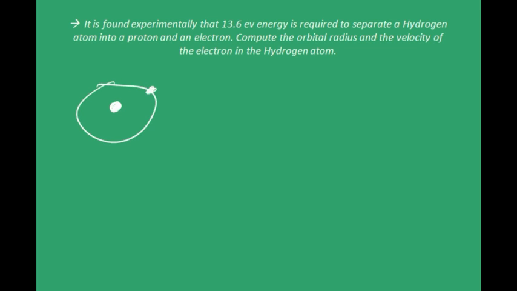The energy of this electron can be given by the formula just we did according to Rutherford's model. Well, it is minus e square by 8 pi epsilon naught r, right? And it is given as 13.6. That is the energy required to separate a hydrogen atom into proton and electron. That is to take these two particles far away. That is taking the electron to infinity.